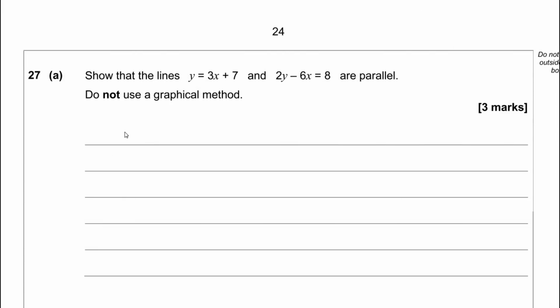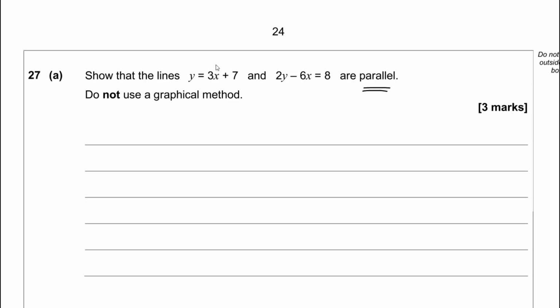Question 27, Part A. Show that the lines y equal to 3x plus 7 and 2y minus 6x equal to 8 are parallel. Do not use the graphical method. Well, we are not allowed to draw anything. Then how do we show that two lines are parallel? We can do it by comparing the slope of each line.